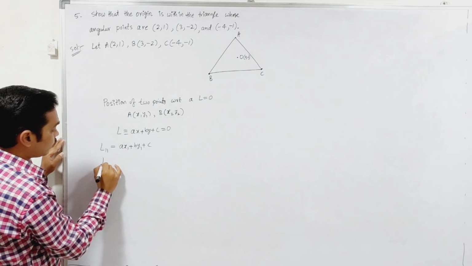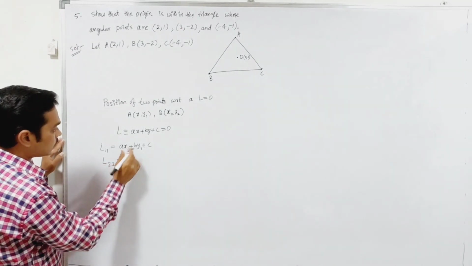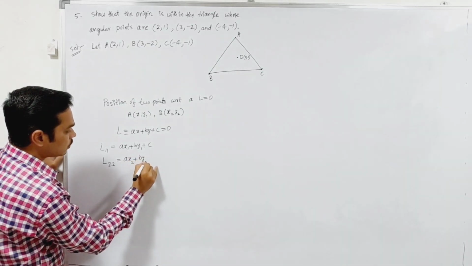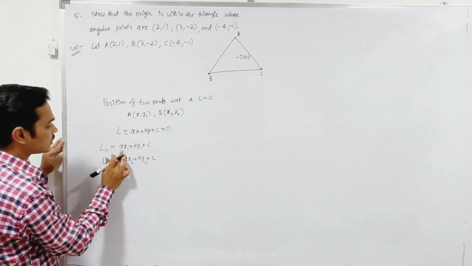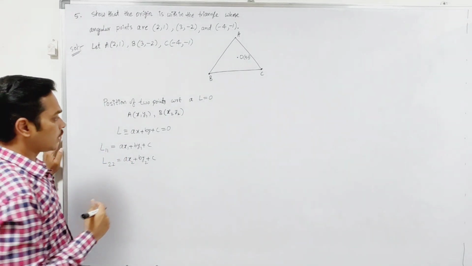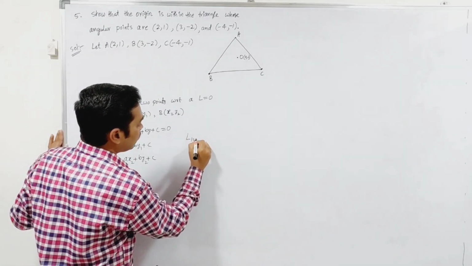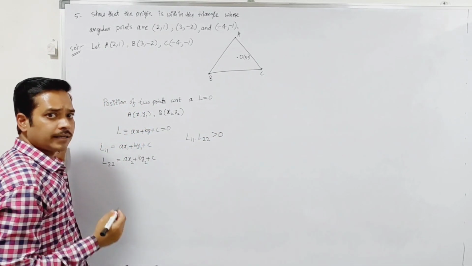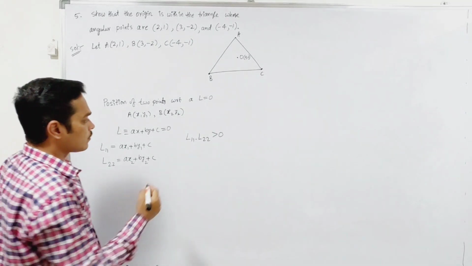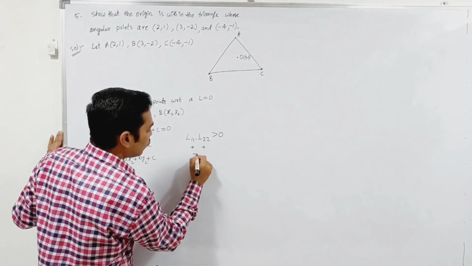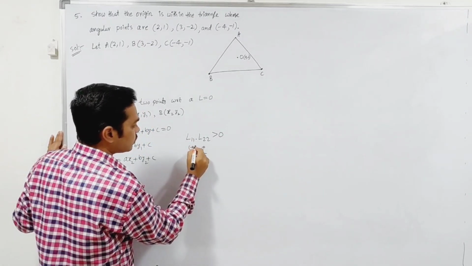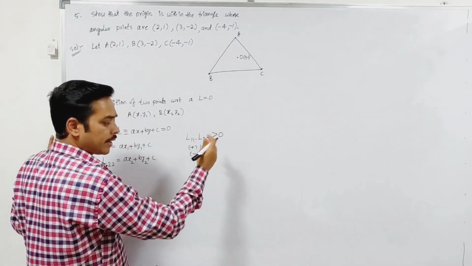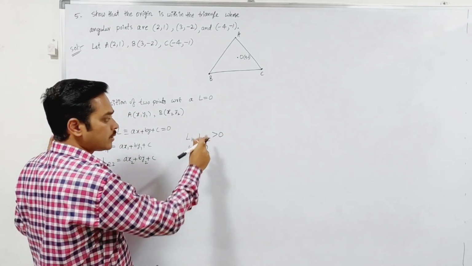L22 means replace with the second point on the line, that is ax2 + by2 + c. This is the L22 value. We know one concept: L11 into L22 is greater than 0. If L11 into L22 is greater than 0, it means both are positive or both are negative. L11 positive and L22 positive, or L11 negative and L22 negative. In that case, the product of L11 into L22 is greater than 0.